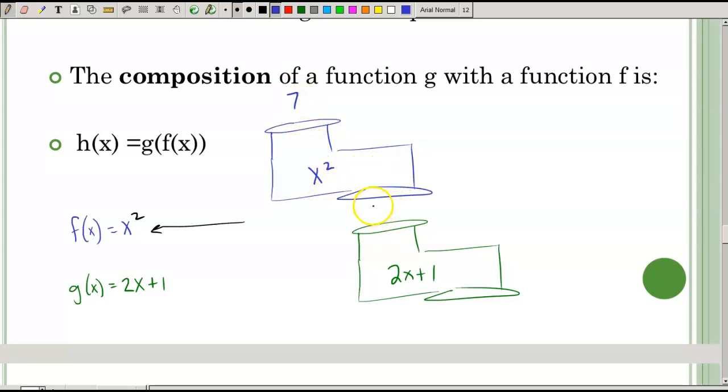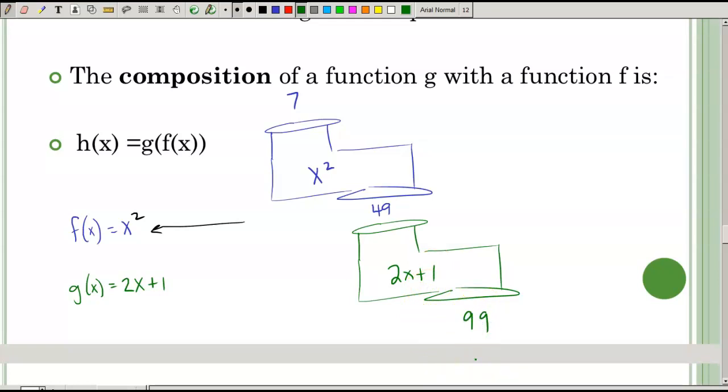squared, so out comes 49. But then immediately after, the output 49 would be dropped into the next function, and it would go through its operations. So the output is 49, which now becomes the input of the next function. So 49 is then dropped into 2x plus 1. If I double that, that's going to be 98, and then if I add 1, I get 99.